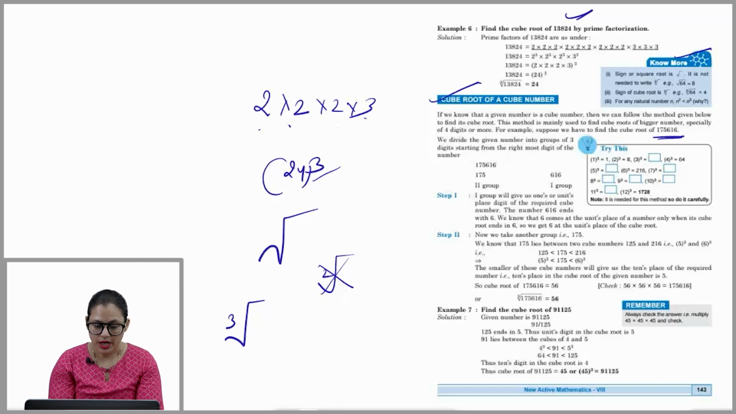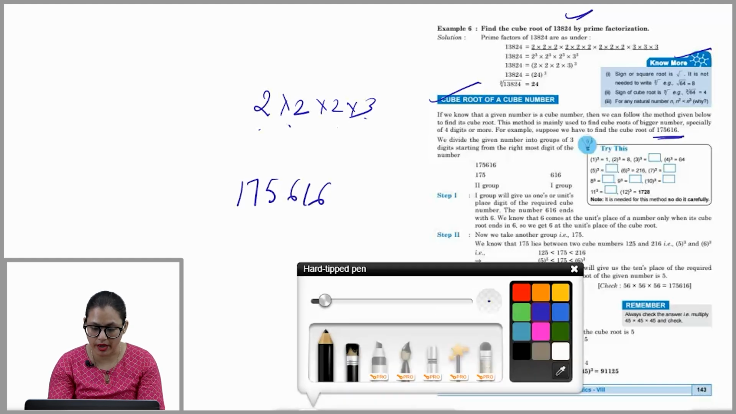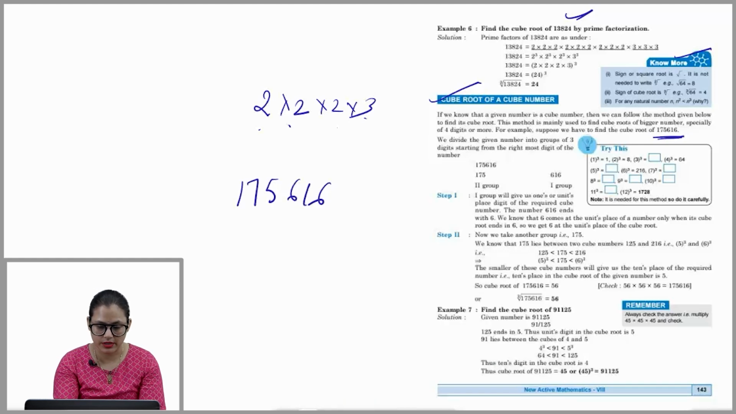For example, we have this number, 175616. We will make groups of 3, but from the right side. So 1 2 3, 1 2 3. This is the first group, and this is the second group.